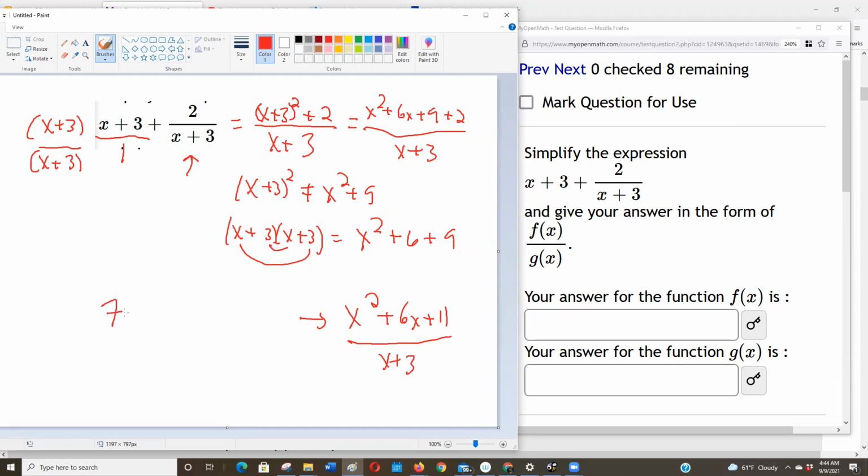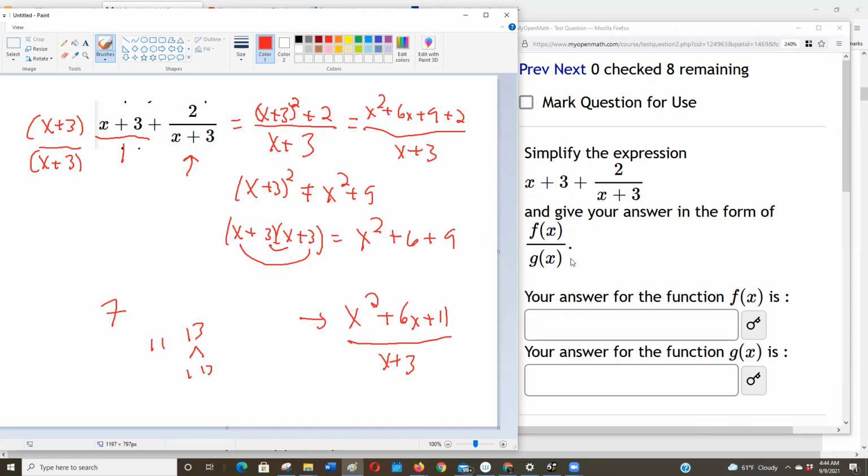A prime number is like 7 or 11 or what? What's another prime number here? I'm trying to blank. Well, 13 is, right? I can't factor those. Those are 1 and 13, right?